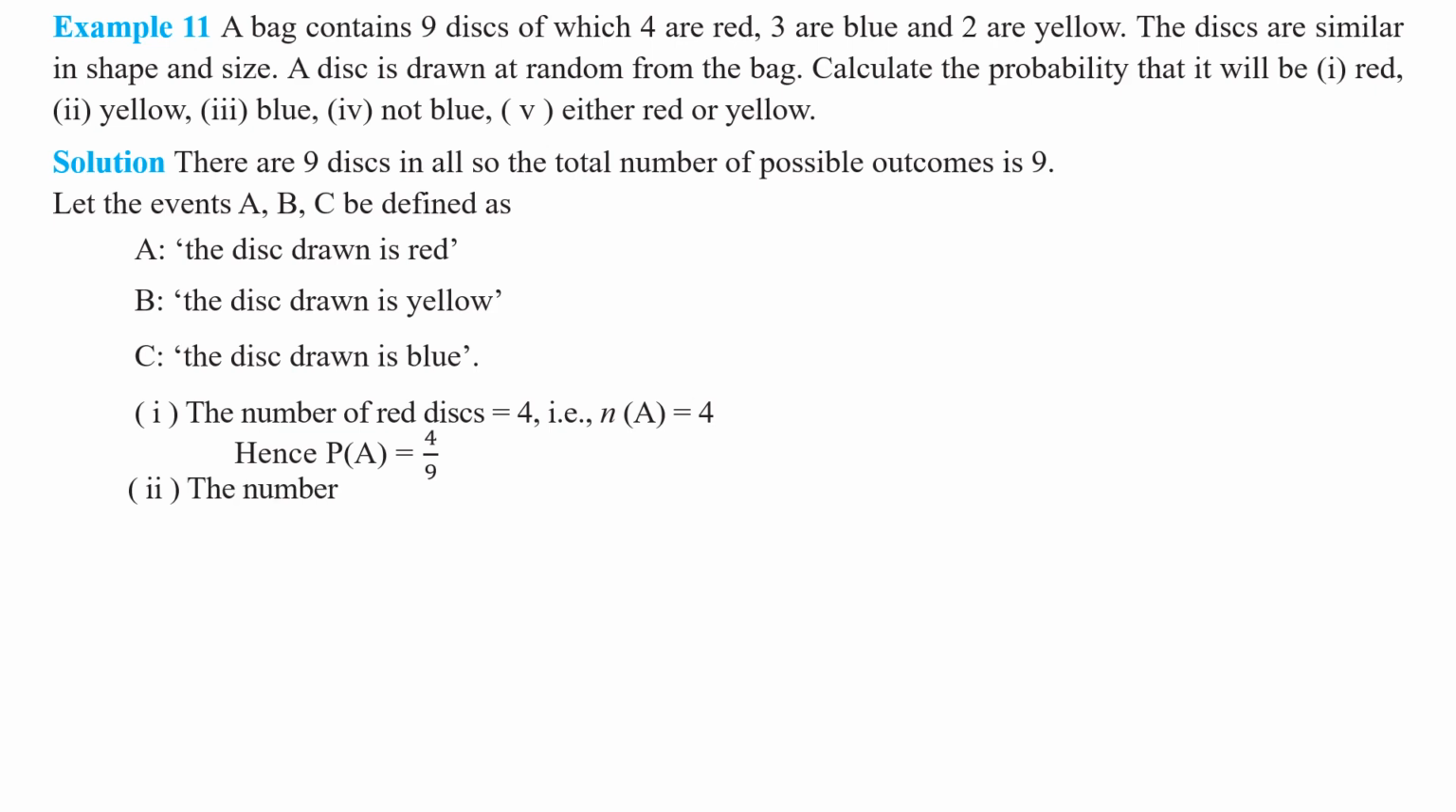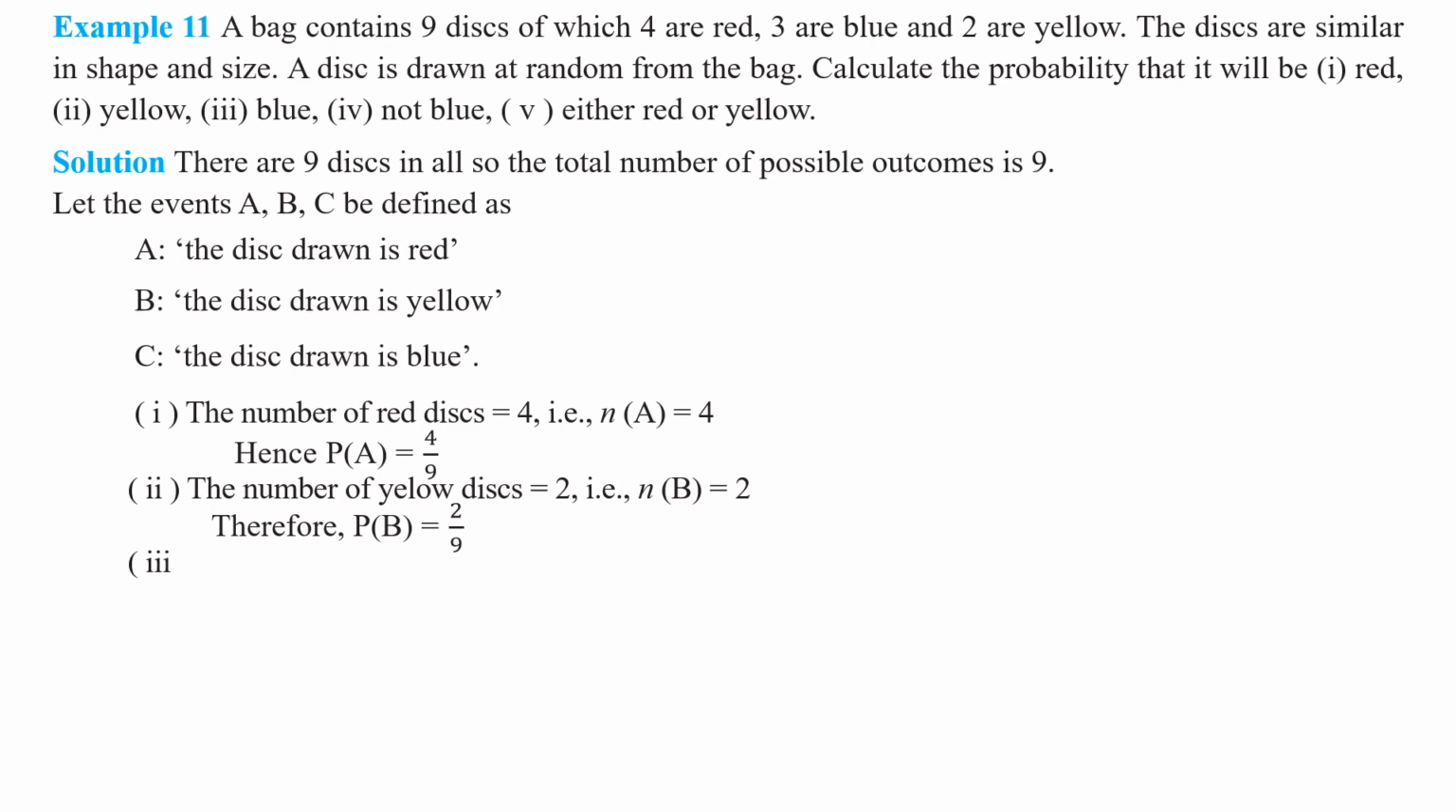Now come to the second event, the number of yellow discs. How many yellow discs are there? 2. That is n of B is equal to 2. Understood this statement, children? We have written n of B. What is n of S? 9. Then can we find P of B? Yes. Therefore, P of B is equal to n of B by n of S, that is 2 by 9. Understood this step, my children?